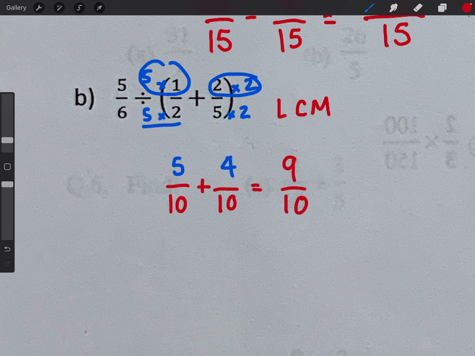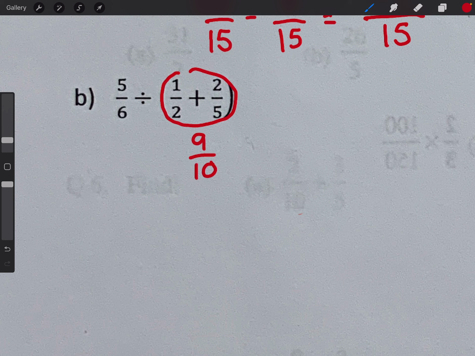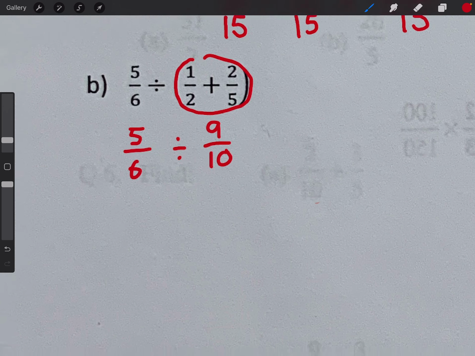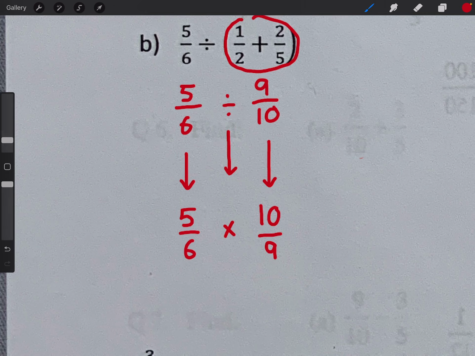Alright, so what does that mean? That means that this stuff in the brackets, when added together, gives you 9 over 10. Now we're going to take 5 over 6 and divide it by the 9 over 10. Okay, so that's the next step. To do this, again, all we've got to do is leave the first fraction the same, 5 over 6. I'm going to flip this second fraction upside down, so this becomes 10 over 9. And then we're going to change the divide into a times, and there you go.